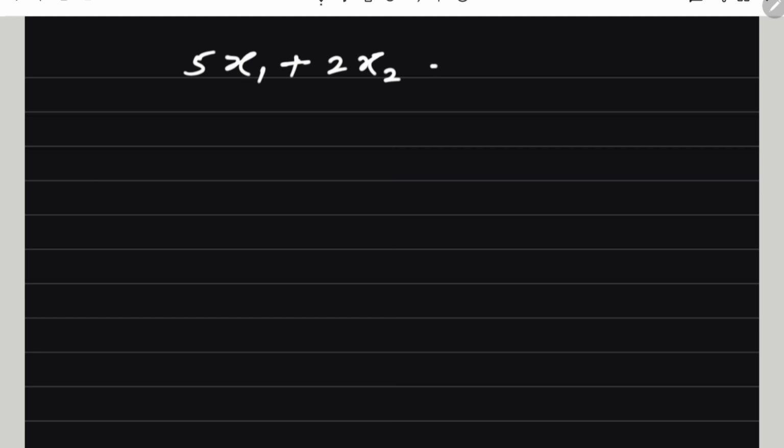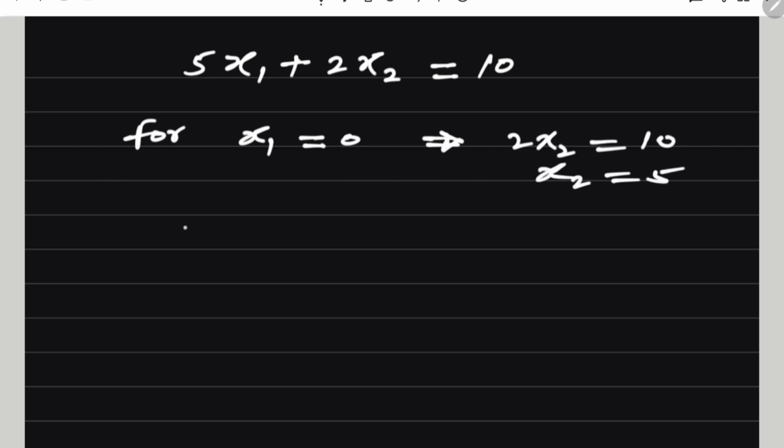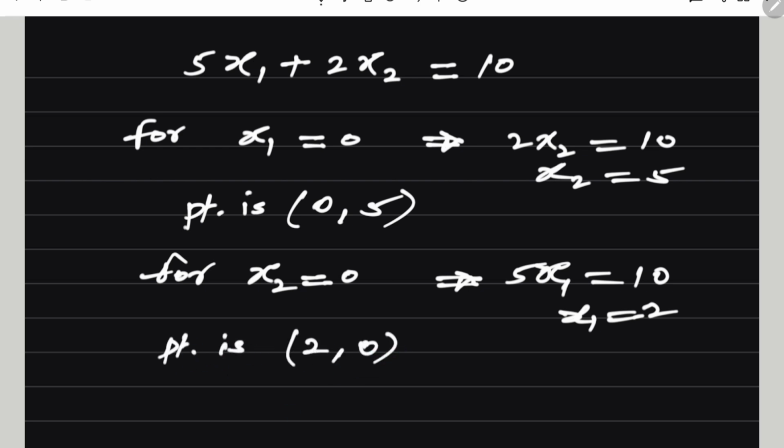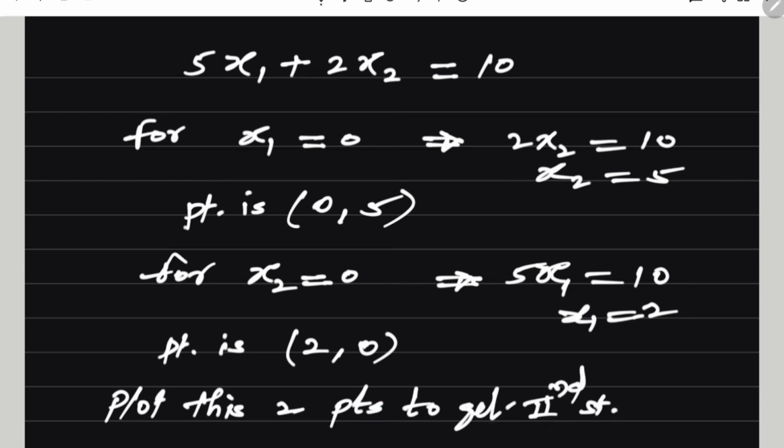Similarly, for the second, for x1 equal to 0, we get 2x2 equals 10, means x2 equals 5, and point is therefore (0, 5). And for x2 equal to 0, we get 5x1 equals 10, means x1 is 2. Therefore, the point is (2, 0). Again plot these 2 points and join them to get the second straight line. All this we have to perform on the graph paper.